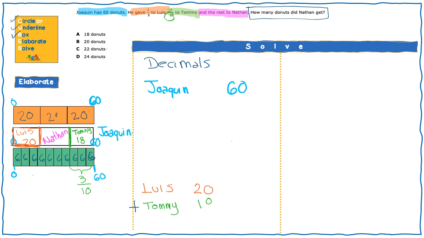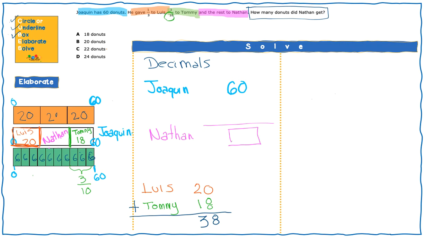Tommy has 18. Track me with the colors I'm using, guys. Okay, so then here we go, and that will be an 8, 2 plus 1, that's 38. So if I want to know the piece for Nathan, how can I figure the number that Nathan got?